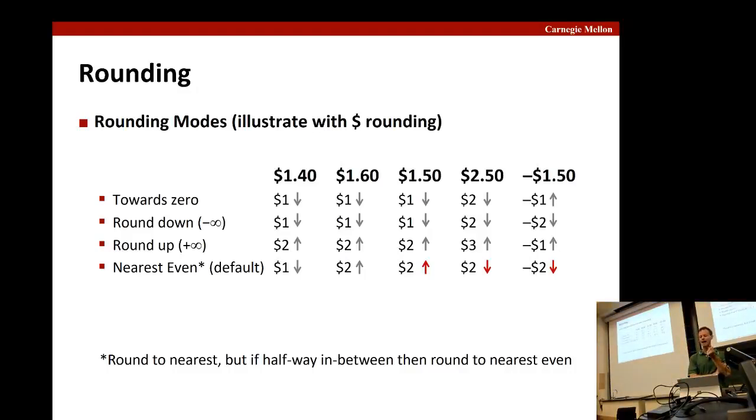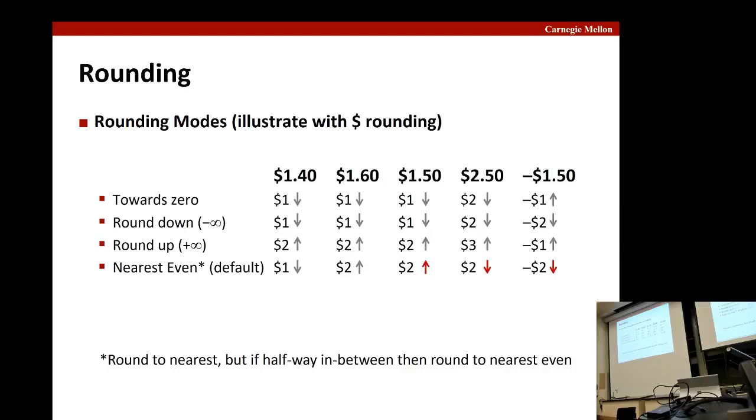Then there's rounding down, which says no matter what, you always round towards negative infinity. So $1.40 rounds to $1, $2.50 rounds to $2, and in this case, negative $1.50 rounds down to negative $2. The flip side of that is always rounding up. In that case, negative $1.50 would round up to negative $1, and $2.50 would round up to $3.